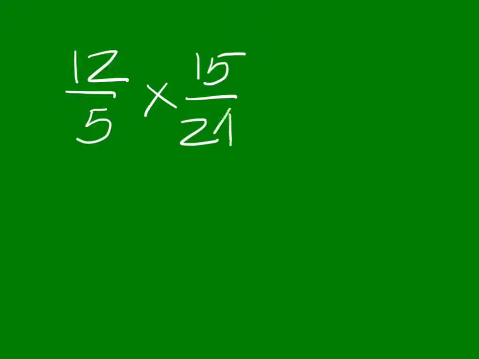In example number 3, we'll look at 12 over 5 times 15 over 24. If you were to multiply those together the way they are now, you would end up with some rather large numbers. Can you spot anything in here that can be reduced? 12 and 24. How can I reduce those two? Yeah, 12 goes into itself once, into 24 2 times. So what? Anything else in here I can reduce?